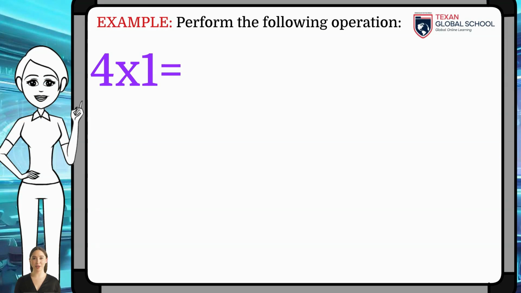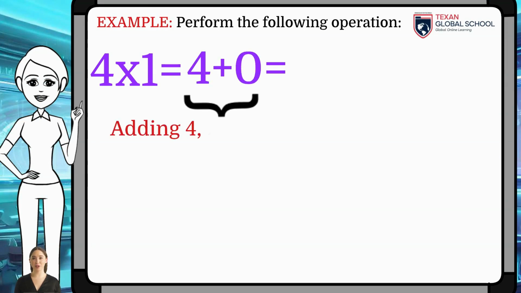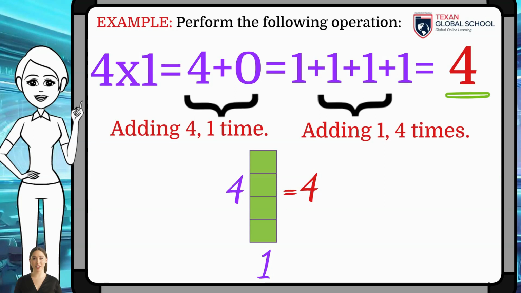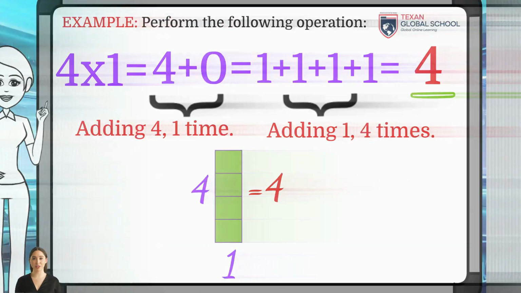If we multiply 4 by 1, this means that we add 4 only once, or we add 1 4 times. Therefore, 4 times 1 is 4. The model represents 4 squares in 4 rows by a column, so we have 4 ones. Hence, we conclude that 4 times 1 is 4.